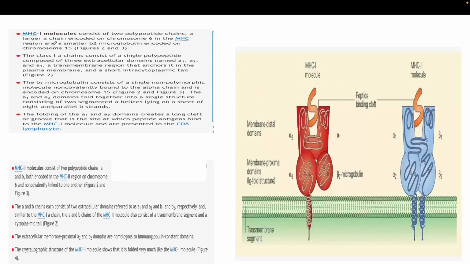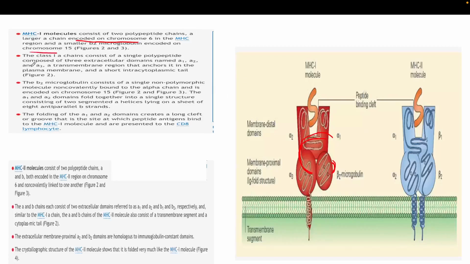Okay, so the MHC1 molecule consists of two polypeptide chains. The domains are alpha 1, alpha 2, alpha 3 and beta 2 microglobulin. Okay, so these three are considered a single polypeptide chain, and this is considered another polypeptide chain. So these are the two polypeptide chains. Okay, and it is encoded on chromosome number 6 of the human. Okay, and this smaller chain is called beta 2 microglobulin, which is encoded by chromosome number 15.